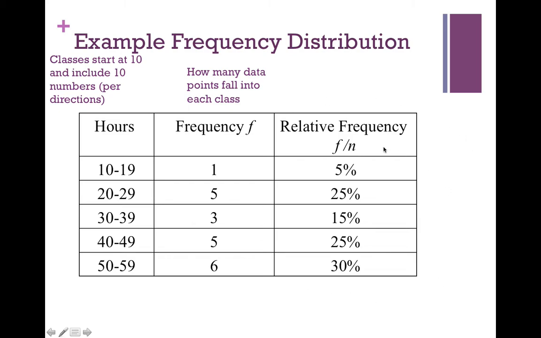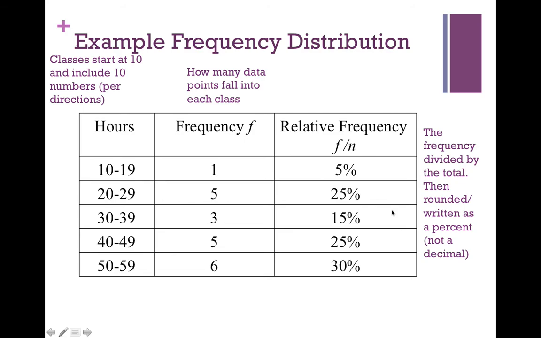Last, we have the relative frequency. It's always going to be written as a percent. It's F, what we just got in the previous column, the frequency, divided by N, the number of data points. And in our problem, that was 20. So 1 divided by 20 gives me 0.05, and the relative frequency, as I said, wants to be written as a percent, so 0.05 is 5%. 5 over 20 is 0.25, or 25%. In this case, I did not have to round. If I had been given decimals, I would have also had in directions how many decimal places to round to. So that's my relative frequency.